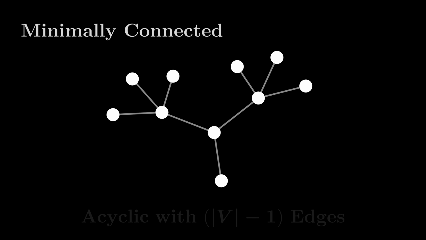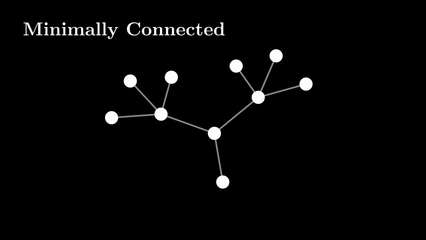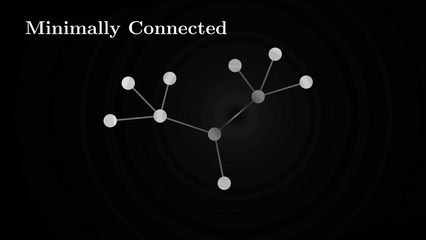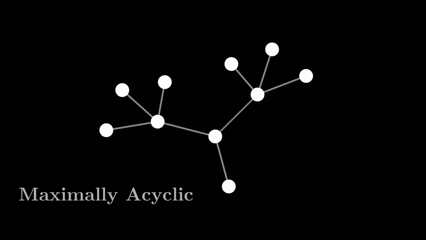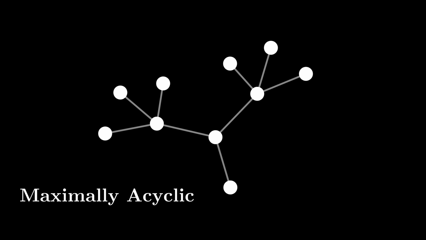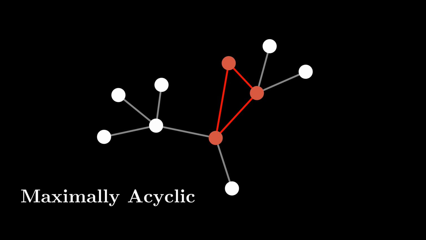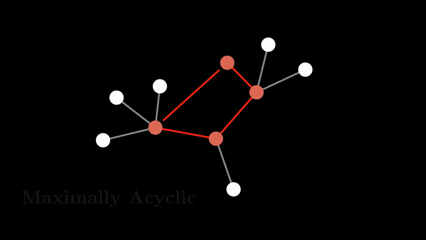Trees are minimally connected, meaning that the removal of any edge would make the graph fall apart into two disconnected components. A tree is also maximally acyclic, meaning that the tree itself is acyclic, but the addition of any new edge would immediately create a cycle.